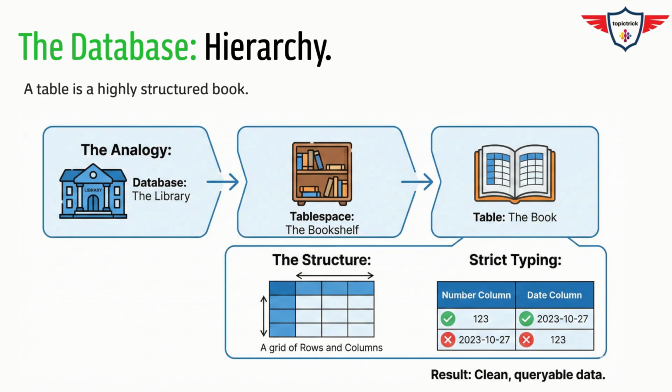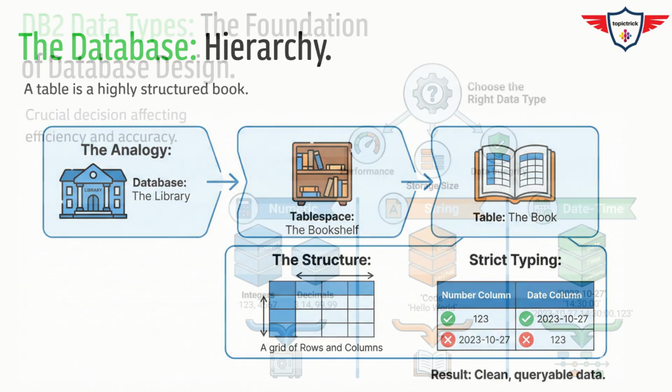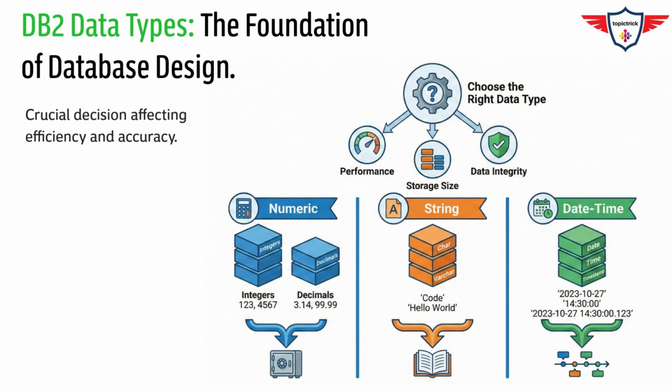Before we write any code, we must talk about data types. Choosing the right data type is the most important design decision you will make. It affects performance, storage size, and data integrity. In DB2, we generally categorize these into three main groups: numeric, string, and datetime. Let's start with the numeric types. These are for storing numbers, but not all numbers are the same.